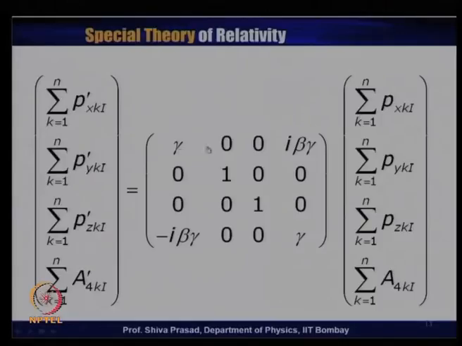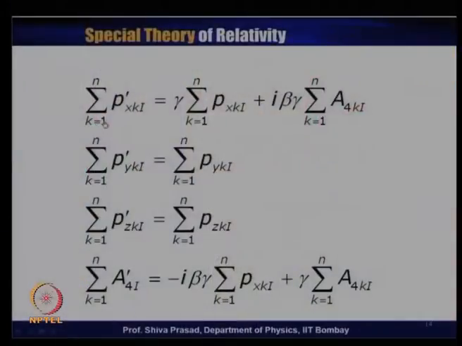Here, this should be equal to gamma times this particular expression plus 0 times this plus 0 times this plus i beta gamma times this. This is equal to this, as we have seen earlier a number of times. This is equal to this, again as we have seen a number of times. Now, as far as the fourth component is concerned, this will be minus i beta gamma times this plus 0 times this plus 0 times this plus gamma times this. So, I am just expanding it in the next transparency to write these things into 4 different equations. This is what it is.